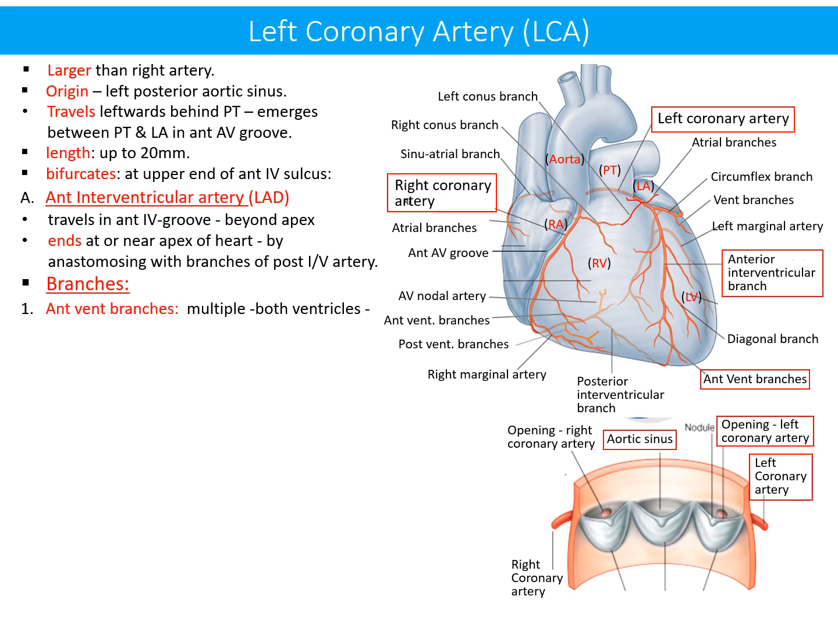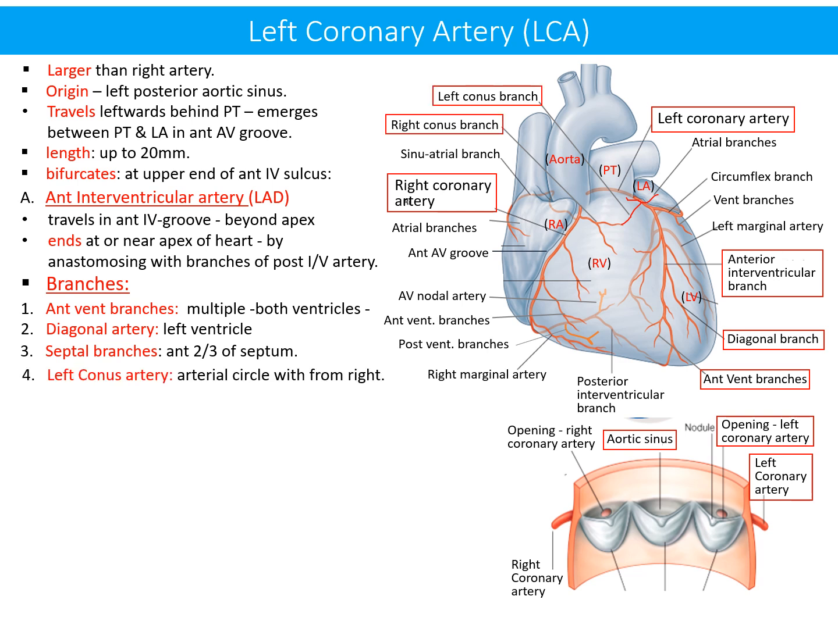Its branches are number one, multiple anterior ventricular branches to both the ventricles. Number two, diagonal branch to the left ventricle. Number three, septal branches to the anterior two-thirds of the septum. Number four, left conus artery, which makes an arterial circle with an artery from the right coronary artery.